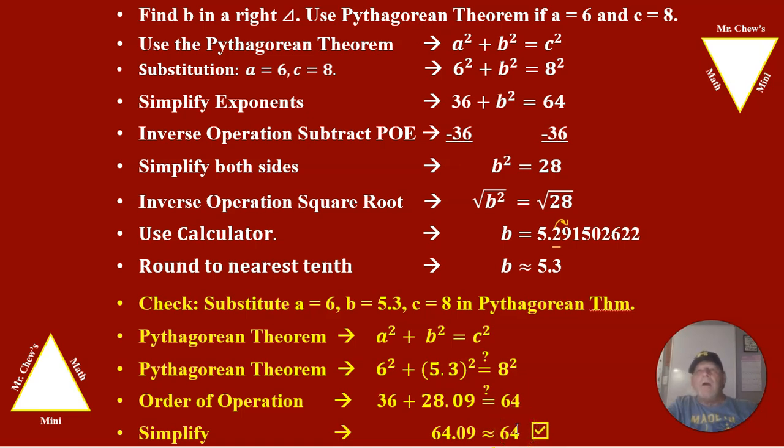Why? Because we rounded up here in this step. And see how close those are? Those are 9 hundredths apart, which we would consider that checked. Now, if you really wanted to check it for sure, instead of using the approximation, you would use the square root of 28 and it would come out exact.